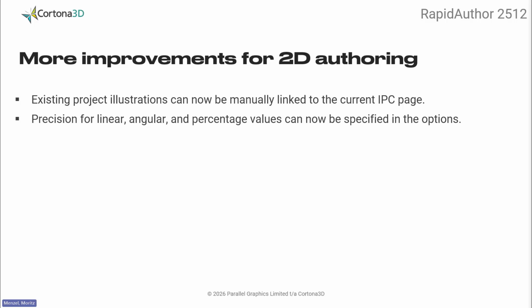And of course, we will also have more 2D authoring improvements. To give you a couple of examples, existing project illustrations can now be manually linked to the current IPC page. And precision for linear, angular, and percentage values can now be specified in the options.